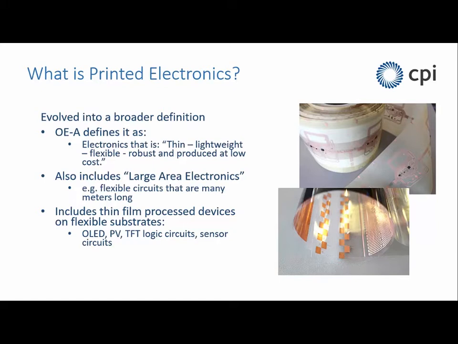The OEA, the Organic Electronics Association, defines printable electronics as electronics that is thin, lightweight, flexible, robust, and produced at low cost, which is a reasonable definition, but it probably isn't sufficient, because it also requires that we include large area electronics. Many of the devices we create down at CPI are very large area. They can be tens of meters long, half a meter wide. They can contain many, many thousands of components in single assemblies. And these could be single circuits that we're creating. So large area is very important.